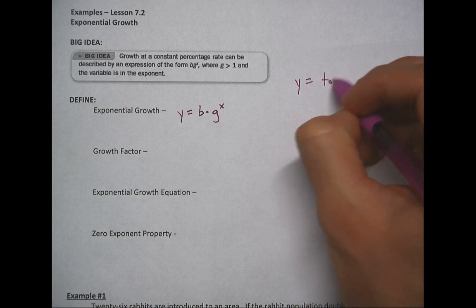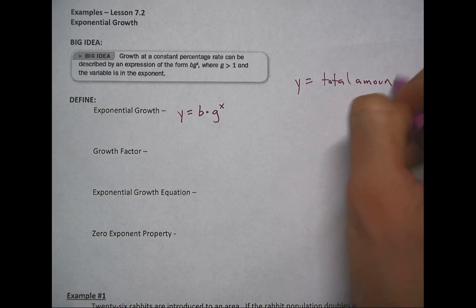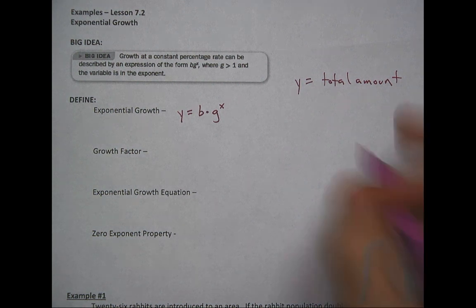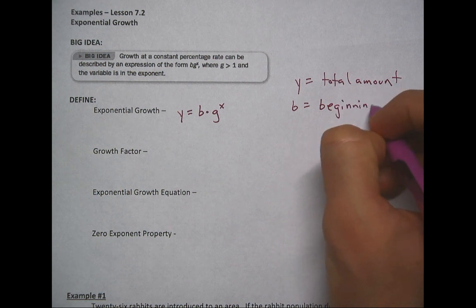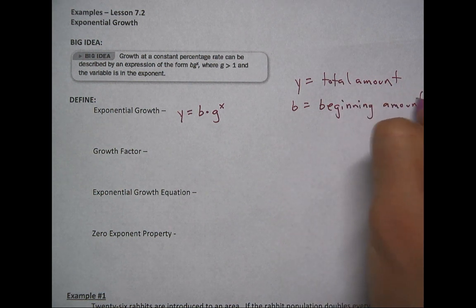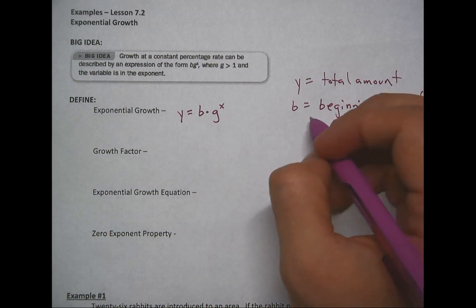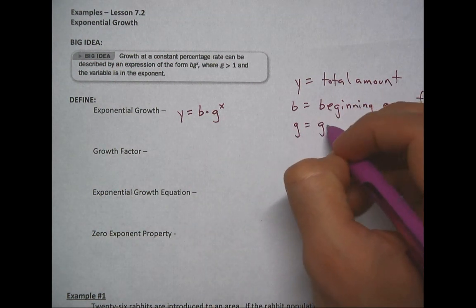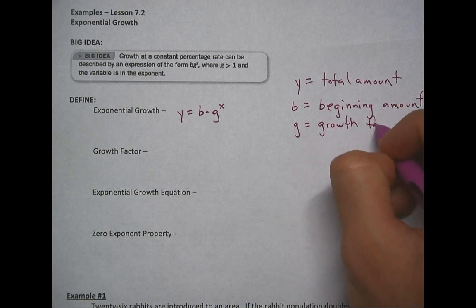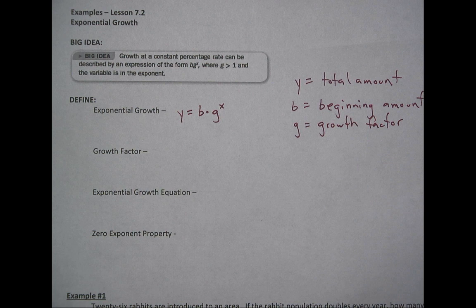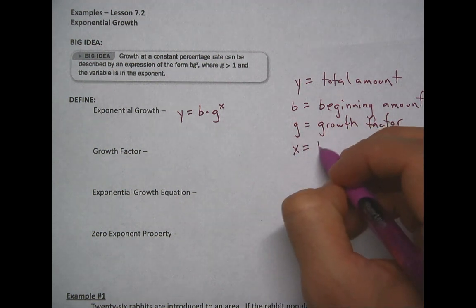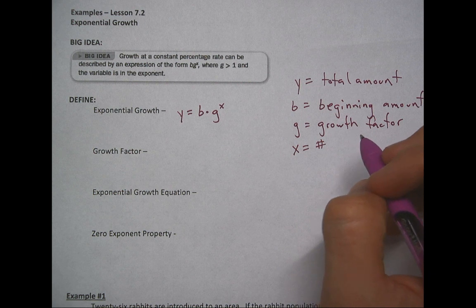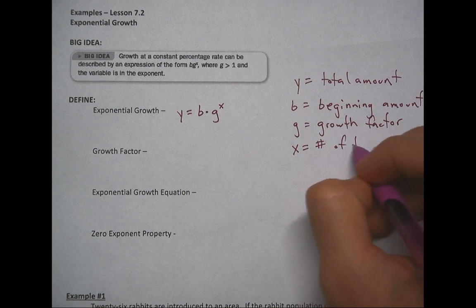So y is going to represent your total amount. B is the beginning amount. And so if we're going back to interest, that's like your principal, what you started with. G is your growth factor. That's like the percentage that it's growing. And x is your time, basically. We had t there in our compound interest formula. So x is the number of time periods.